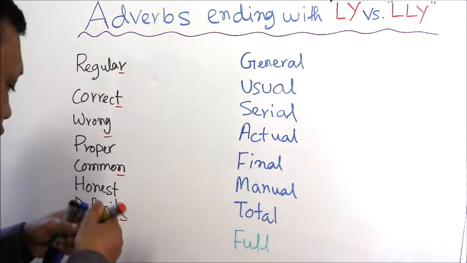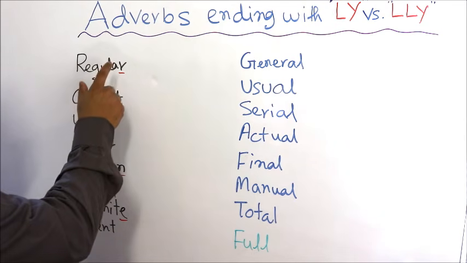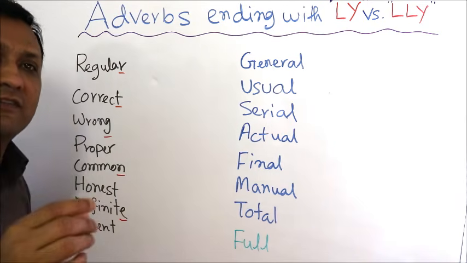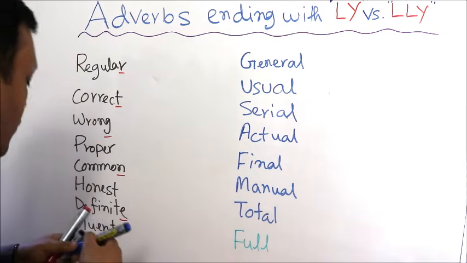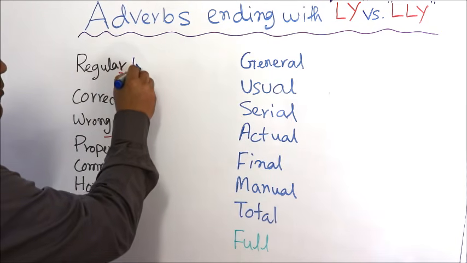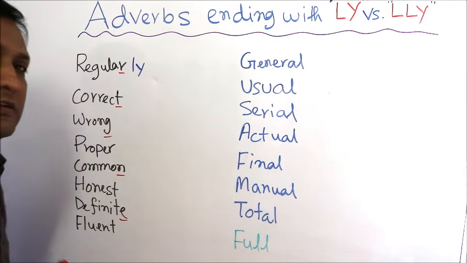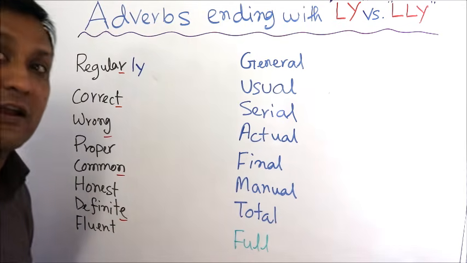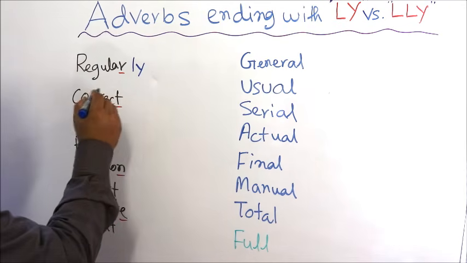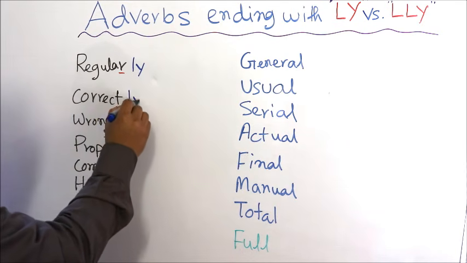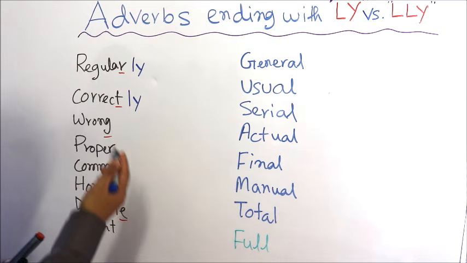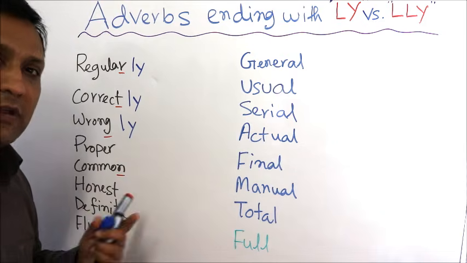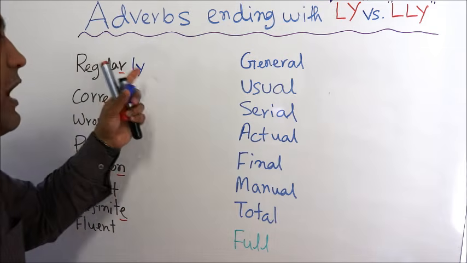Now, as soon as we need to change from regular to regularly, we say the full word regular, then we add LY. We get regularly. We say correct; from there we say correctly. What we have to do: correct, then LY. That's it. We say wrong, wrongly; we add LY. So at the end of any such word we can use LY.